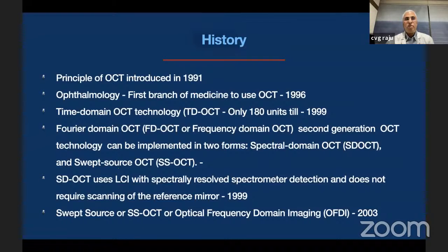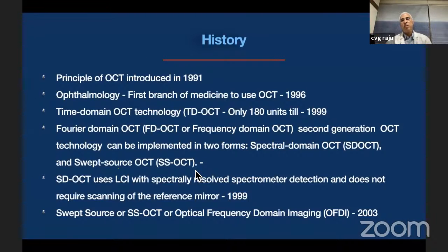Coming to the history, OCT was first invented and introduced in 1991. Clinically, it was first introduced in 96. In those days, the initial OCT was the time domain OCT, that is called TD OCT, till 1999. Then they introduced the Fourier domain OCT, the second generation technology that can be implemented in two forms, that is SD OCT, the spectral OCT, and then the swept source OCT.